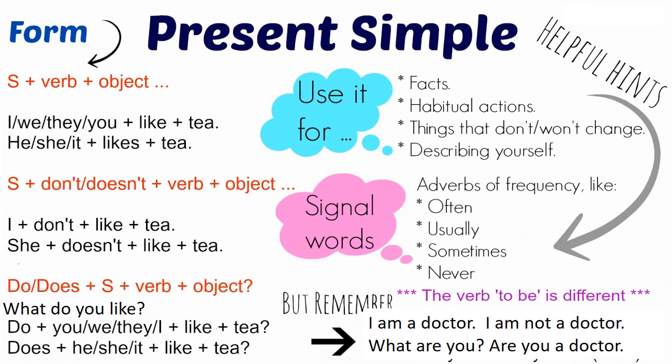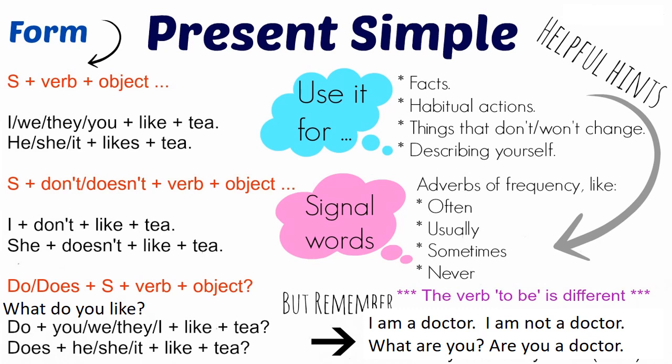The pattern of the present verb in negative: subject plus don't or doesn't plus main verb plus object. Example, I don't like tea, he doesn't like tea. Why is it doesn't? Because of the third person singular. So when we use the third person singular he, she, it, we must use does plus not plus verb in negative. For the other persons like first person singular or plural, second person singular or plural, third person plural, we must use do plus not plus verb.